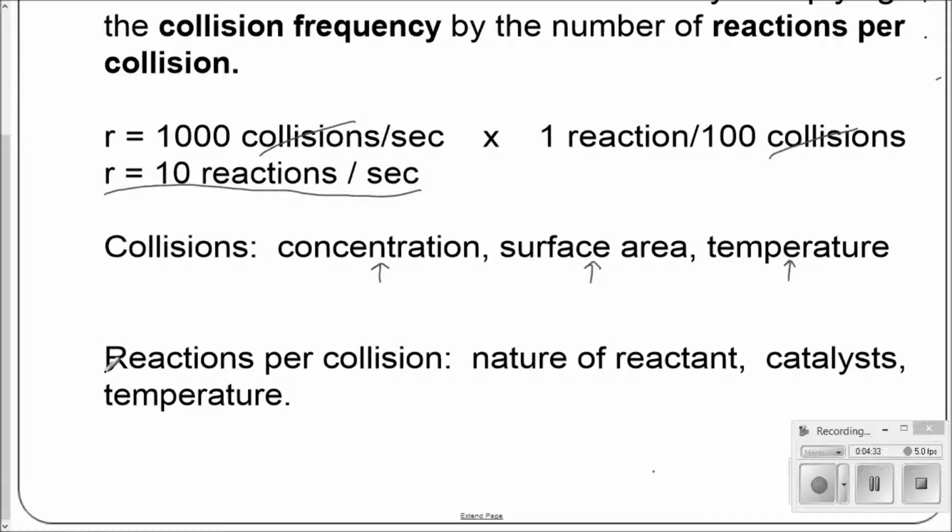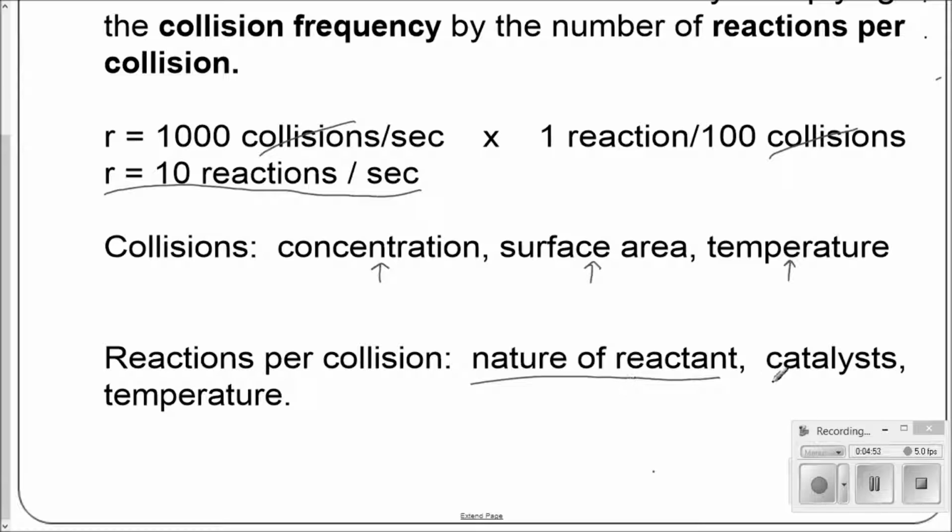Now, we also have reactions per collision. So what can we do to increase the number of reactions every time two reactants bounce into each other? You can change the nature of the reactant. If you change to two reactants that are more reactive, when they bounce into each other, they're more likely to actually cause a reaction.